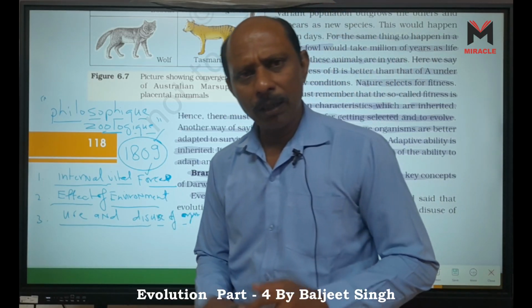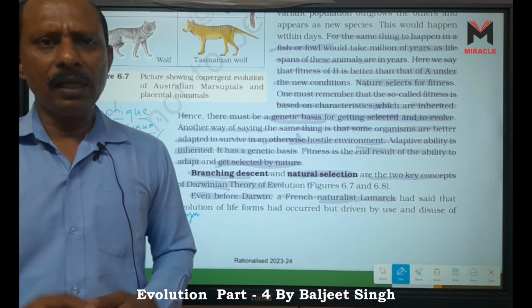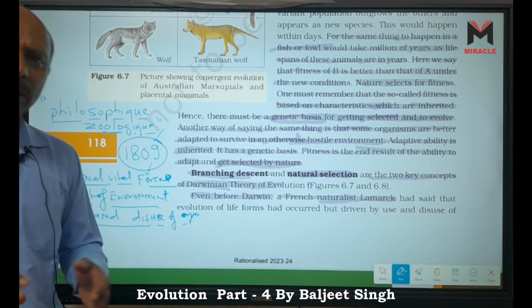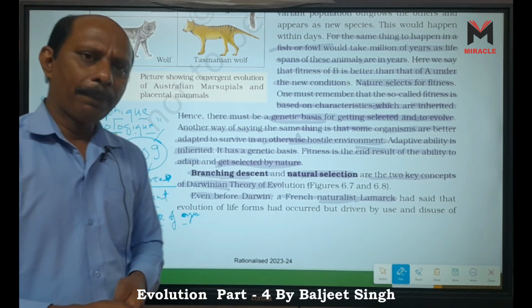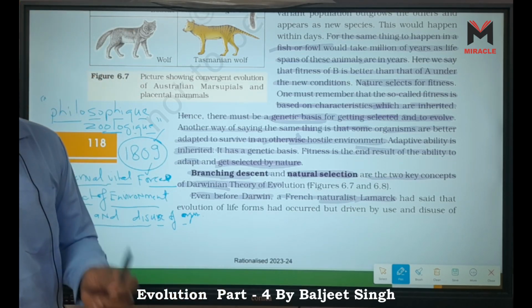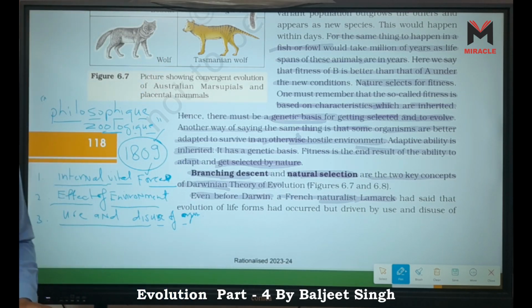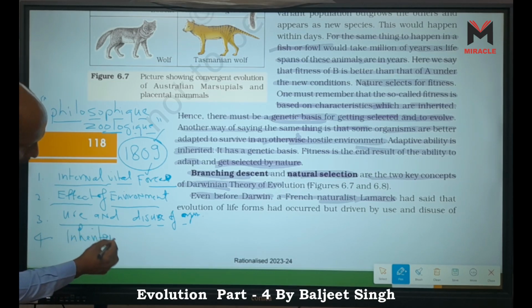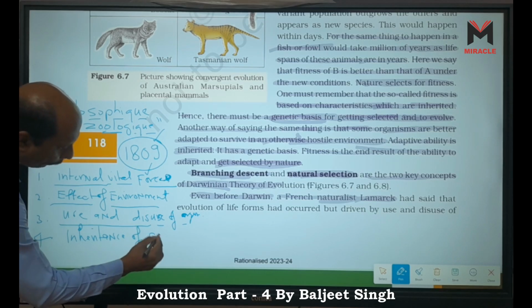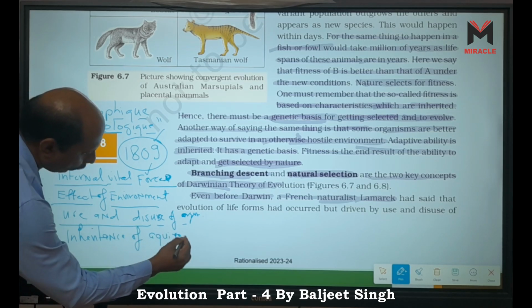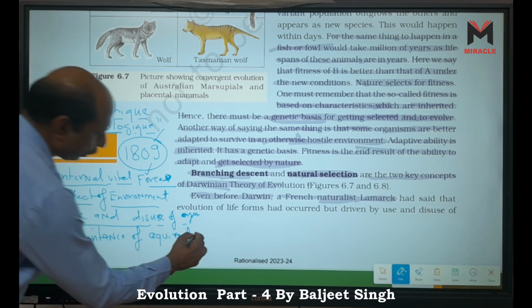In the python, the pectoral girdle and pelvic girdle are present. They are also vestigial in the python because it has no legs. That means they never use these organs, and slowly they degenerate and convert into vestigial organs. And the fourth principle is inheritance of acquired characters.